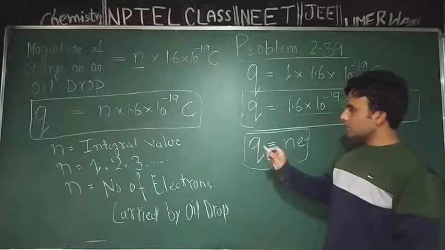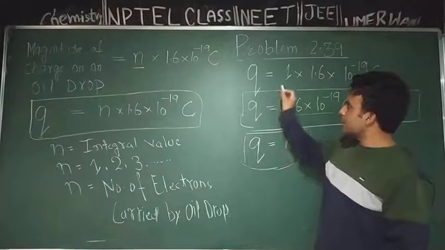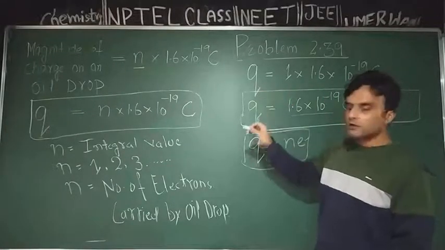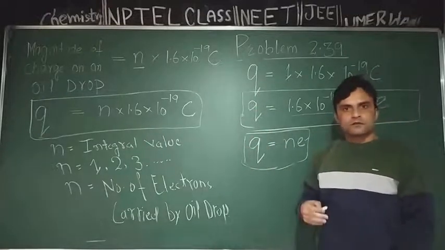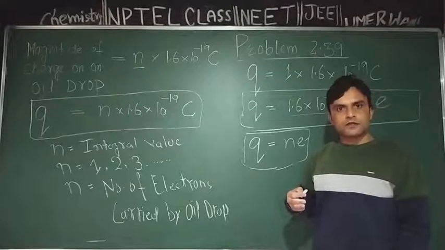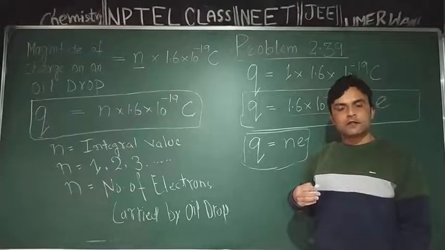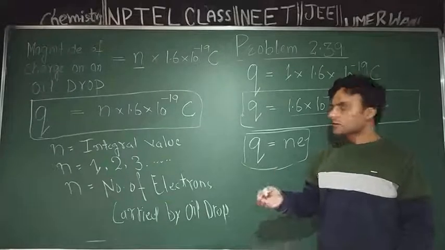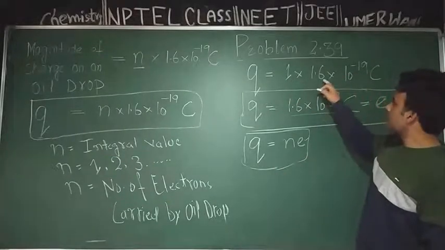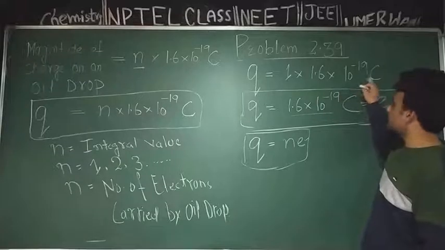Now, what will be the magnitude of charge carried by an oil drop if it carries 2 electrons? That time, the magnitude of charge carried by the oil drop will actually be the magnitude of charge carried by 2 electrons, which is 2 times 1.6 into 10 raised to power minus 19 coulombs.